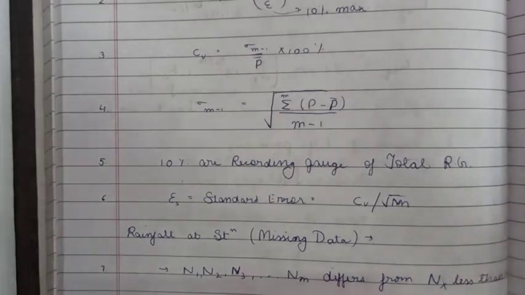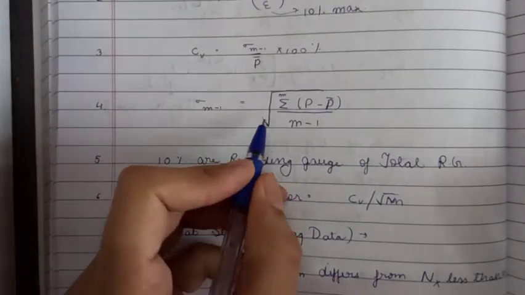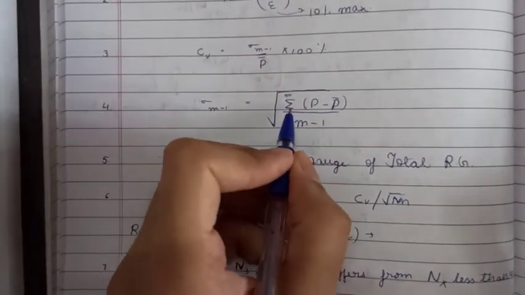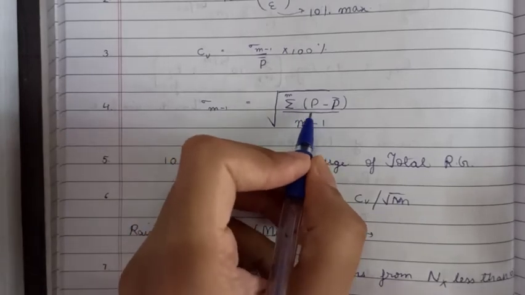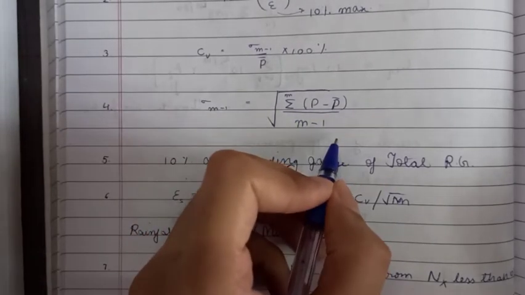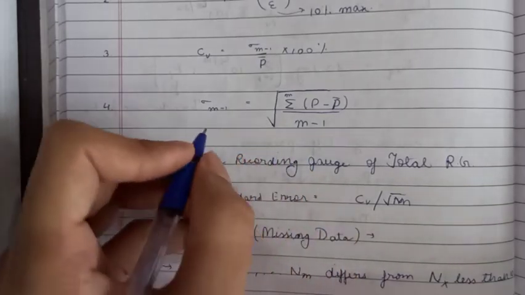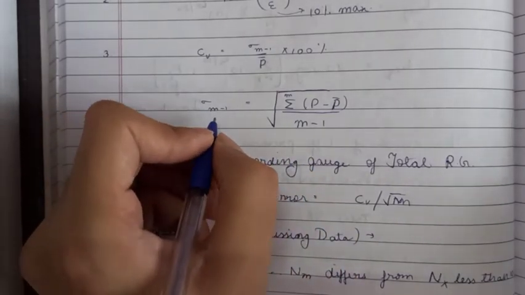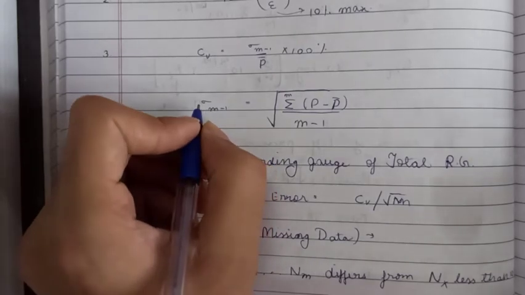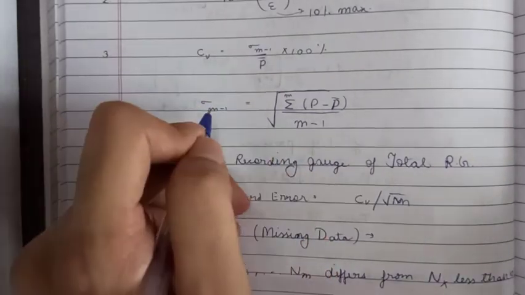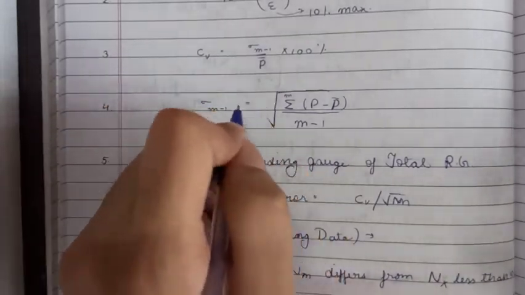Now what is sigma m minus 1? Sigma m minus 1 is equal to under root of sigma p minus p bar whole square divided by m minus 1, where m is the number of rain gauges available and sigma m minus 1 is basically standard deviation. The formula of standard deviation is similar to that one. Sigma m minus 1 is equal to under root of sigma this.